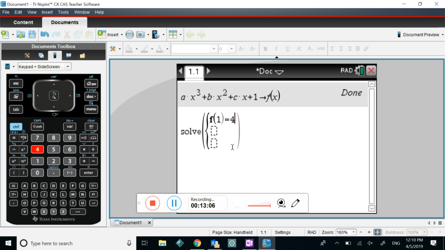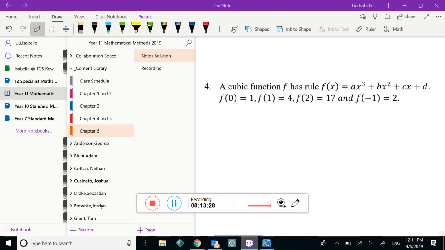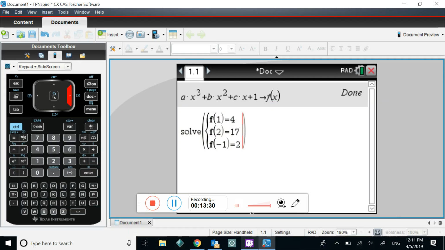Can you see the color become bold? It means you define the function f as something with some meaning in it, like ax cubed plus bx squared plus cx plus 1. So you just put f(1) equals 4. What's the other one? f(2) equals 17. And f(-1) equals 2, I believe. Correct.